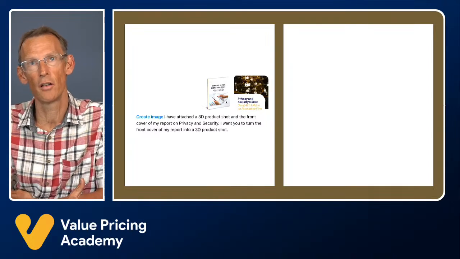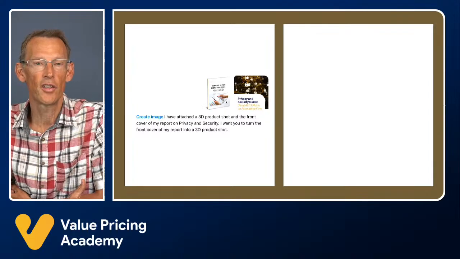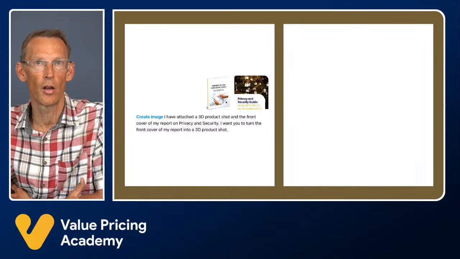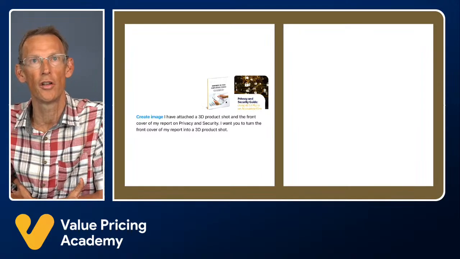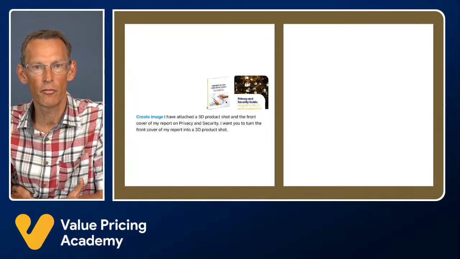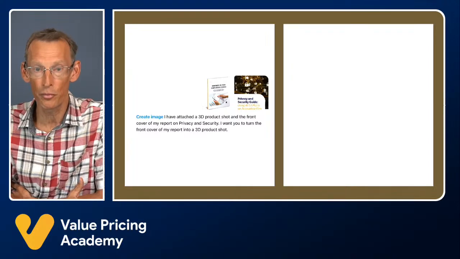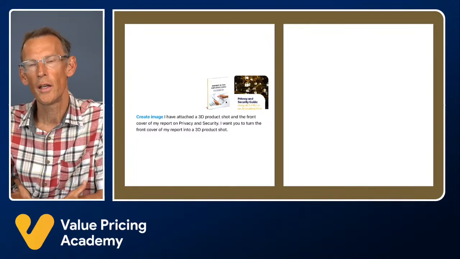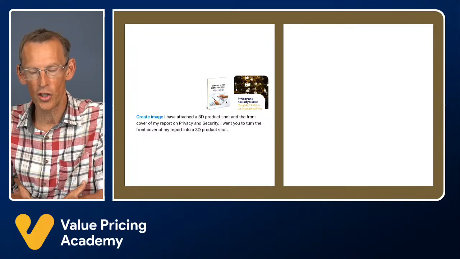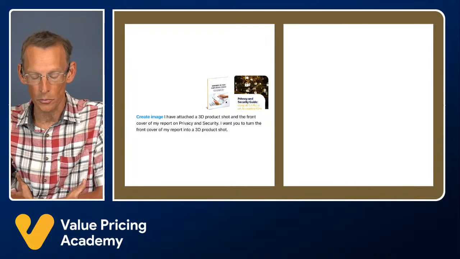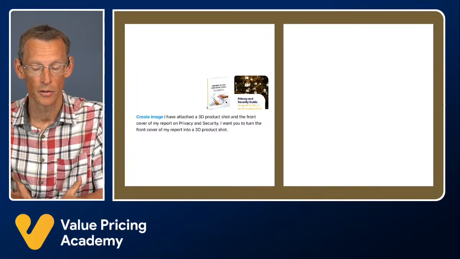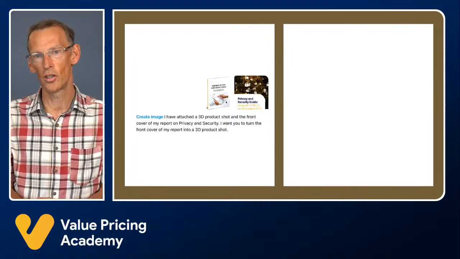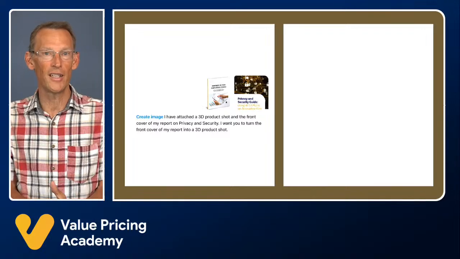So I created a fairly simple little prompt that says, I have attached a 3D product shot and the front cover of my report on pricing and security. I want you to turn the front cover of my report into a 3D product shot. Simple prompt, and it didn't need to be complex because, as I said earlier, one of the great things about this tool is that we can upload images to act as references. In this case, I just took a 3D image of a product. It happened to be one of my existing products, but you can get these images from the website if you find a particular 3D style that you like.